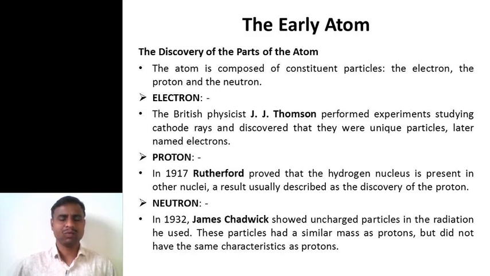And what is the charge of the electron? Millikan successfully found the charge on the electron, and he showed that the charge on the electron is negative, and the charge of the electron is 1.6 × 10^-19 coulomb.